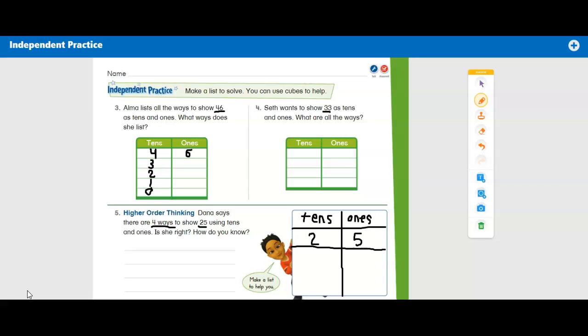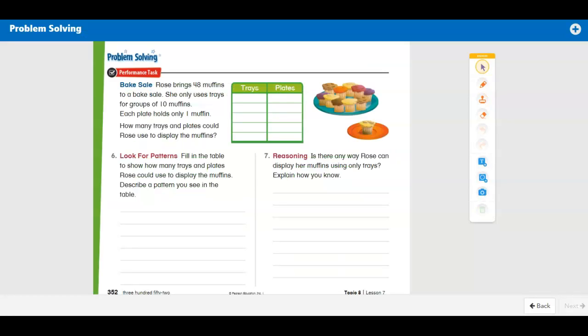Again, now is a good time to pause the video to work on number 5. When you press play, we will be working on our last page, 352. For our last page on page 352, we are going to be problem solving. For both numbers 6 and 7, we are going to be working with the information on the top of the page. It says, bake sale.